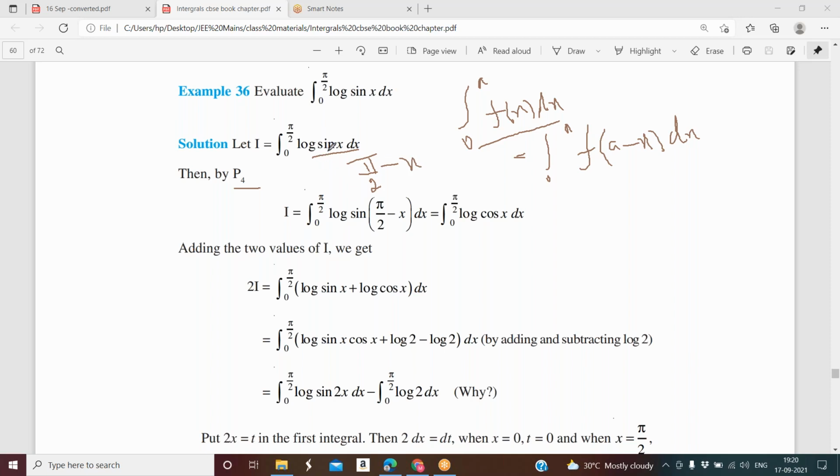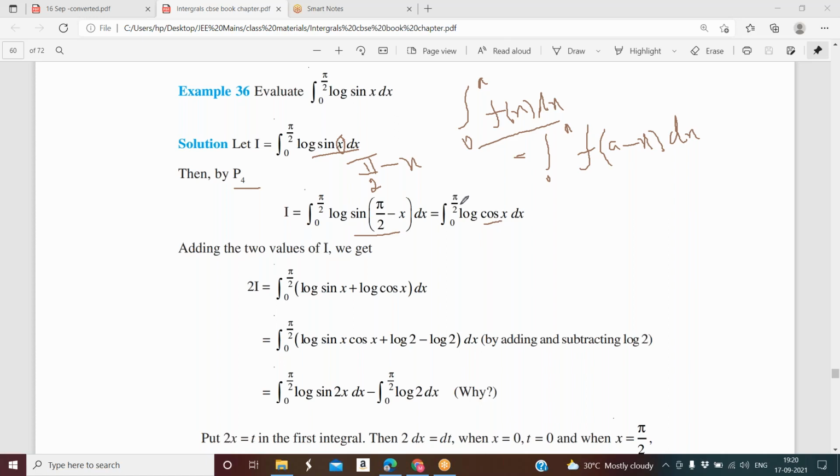So log of sine of pi by 2 minus x. This x is replaced by pi by 2 minus x. What is sine of pi by 2 minus x? Sine of 90 minus theta is cos theta. So integral 0 to pi by 2 log of cos x dx with respect to x.